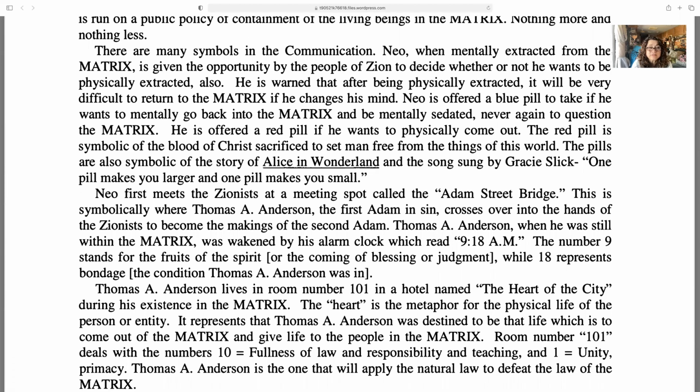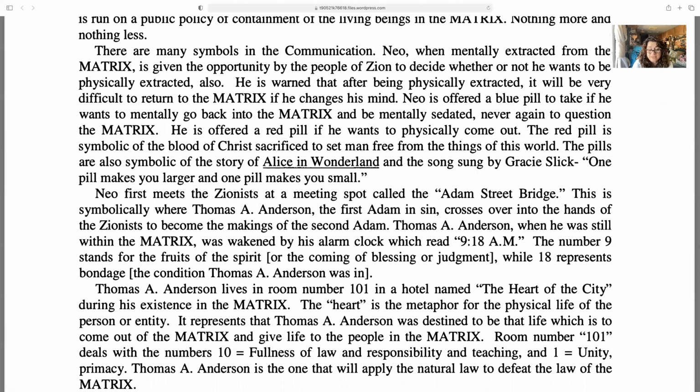The pills are also symbolic of the story of Alice in Wonderland and the song sung by Grace Slick. One pill makes you larger and one pill makes you small. Grace Slick, I guess.